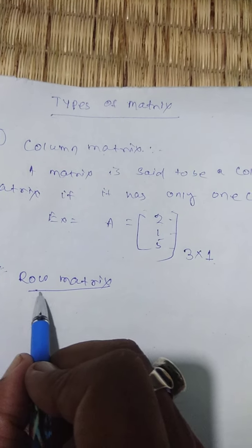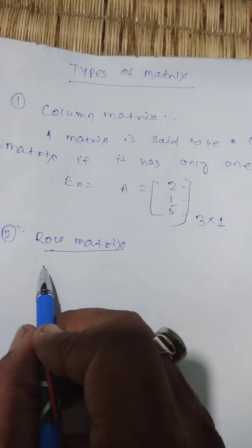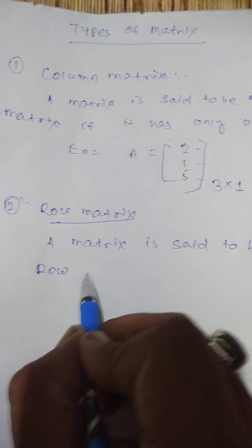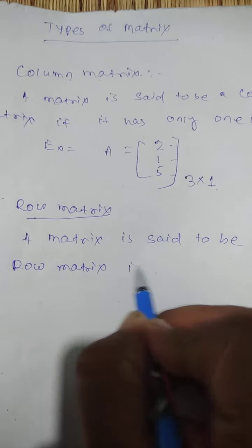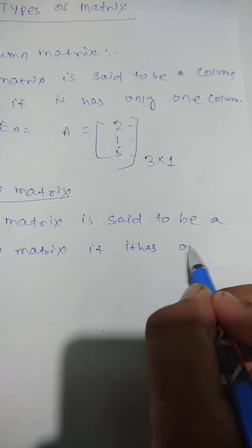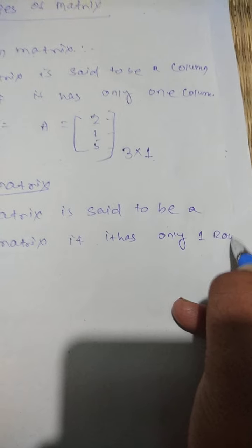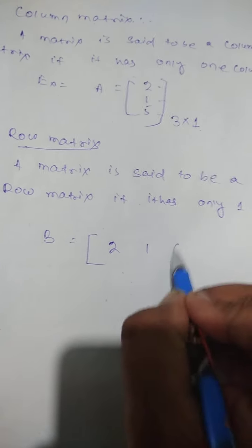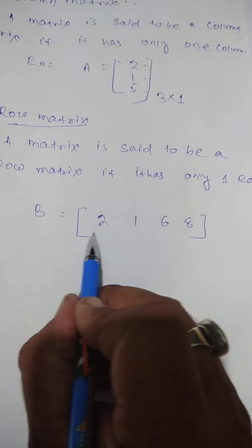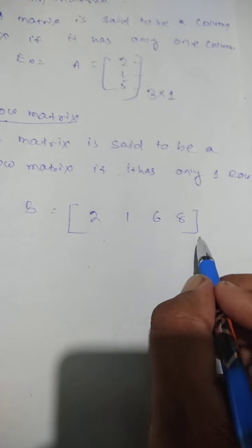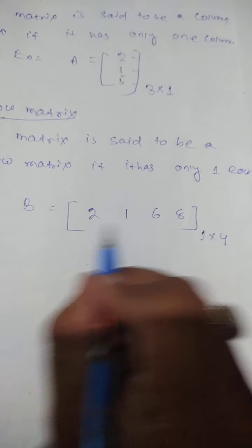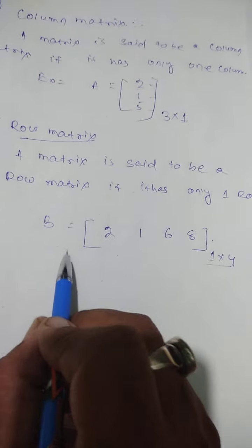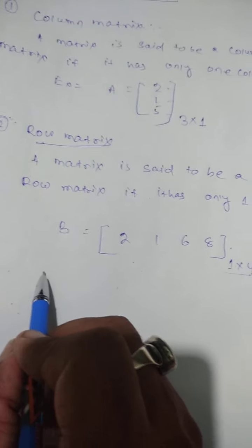Then come to row matrix. What is a row matrix? A matrix is said to be a row matrix if it has only one row. Example, let B be a matrix equal to 2 1 6 8. Here 4 elements are there. This is a 1 cross 4 matrix, because only one row is there and 4 columns are there. So any matrix having only one row is a row matrix.